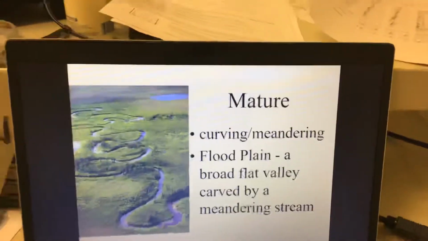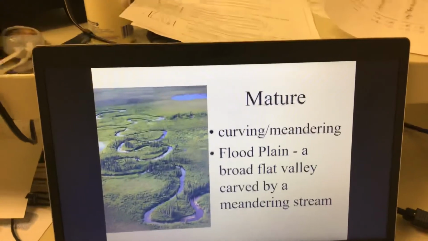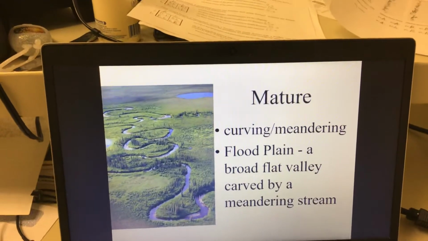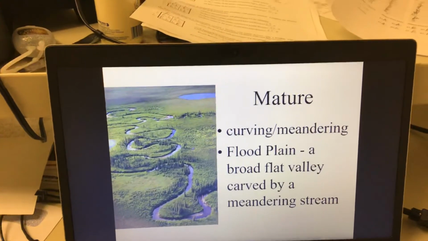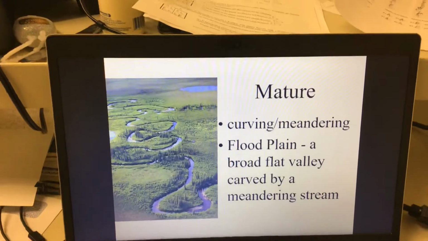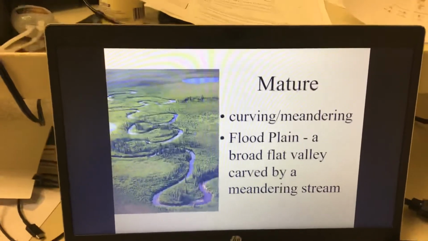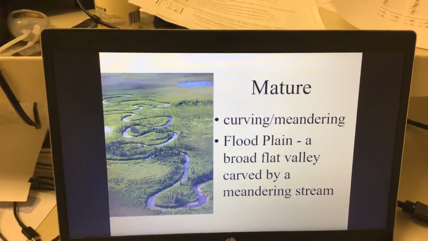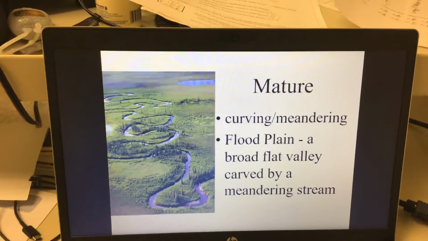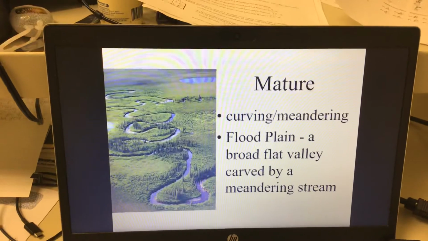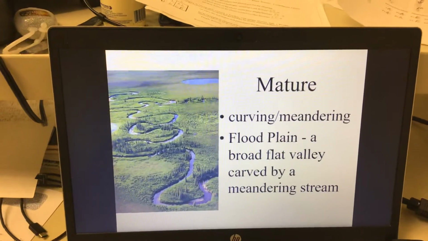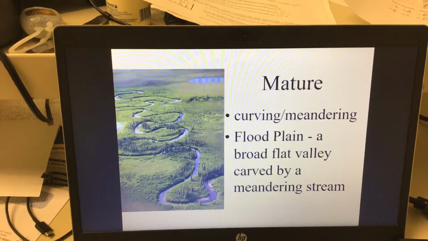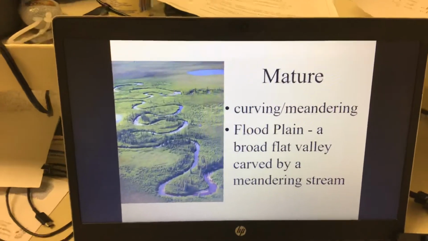A mature river. I would write this down. It's curving, meandering. It has a flood plain, a broad, flat valley carved by a meandering stream. That's an excellent picture of a mature river. Kind of goes where there's least resistance. I would be considered a mature river. It's not moving real fast, but it is moving. If I'm going too fast, you can always pause.